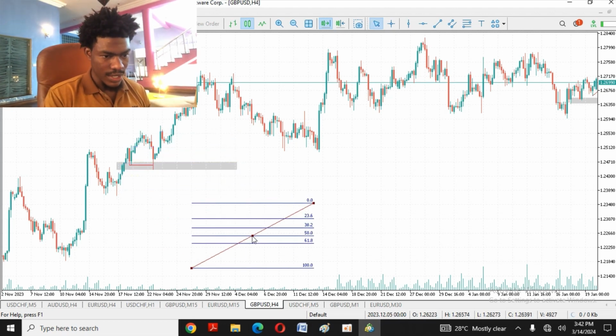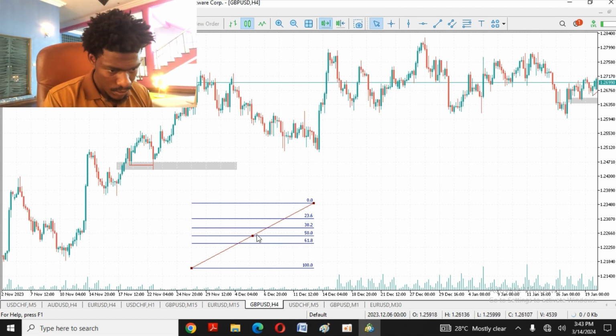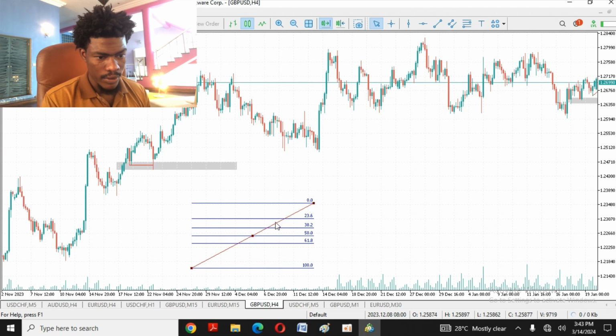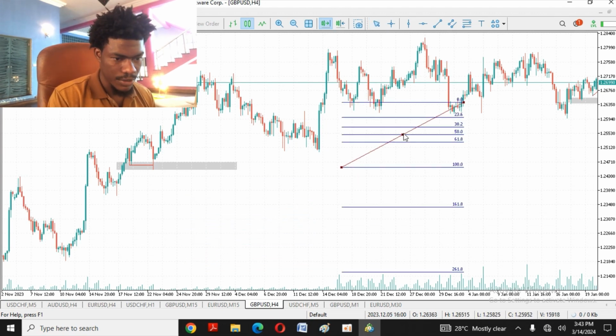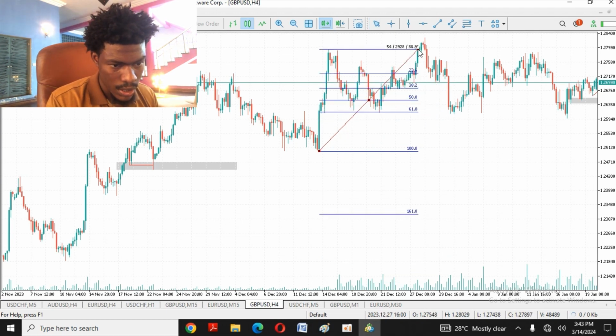Let's give another example again. Remember, from the 50.0 to the 100, this is your discount. That's what you're looking to buy. But this place, more importantly, is a very important region. So this is your higher low, higher high, right? So we just bring that Fibonacci there. Higher low, this is your higher high.